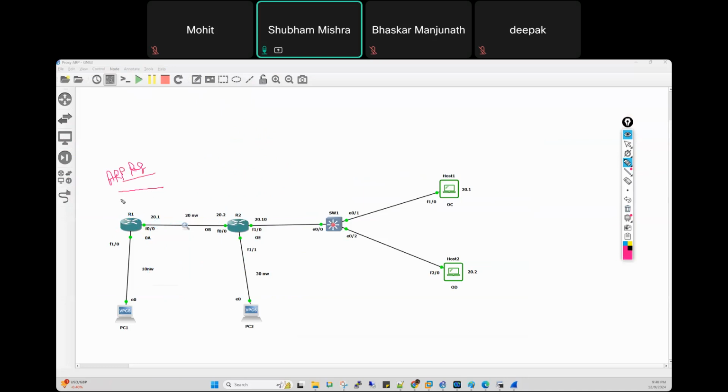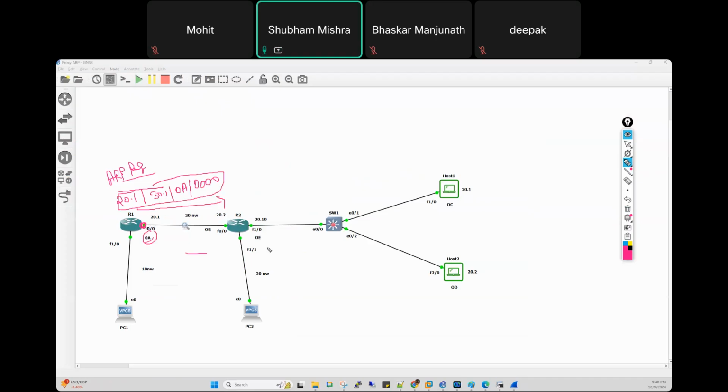Source IP was 30.1. Target IP was 20.2. What is the source MAC? For example, that is the interface MAC address 0A, and the target was 0000. Done, yes or no? Tell me. Done. The packet reaches R2.